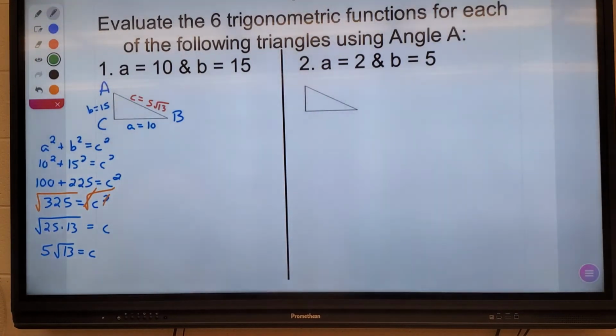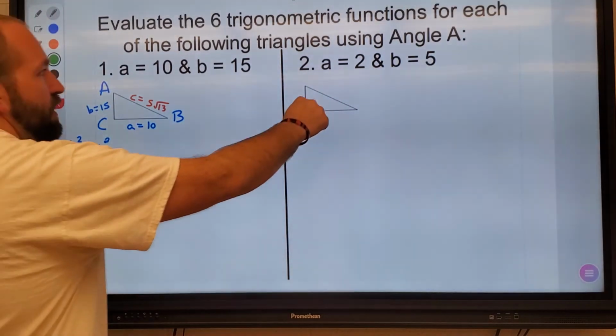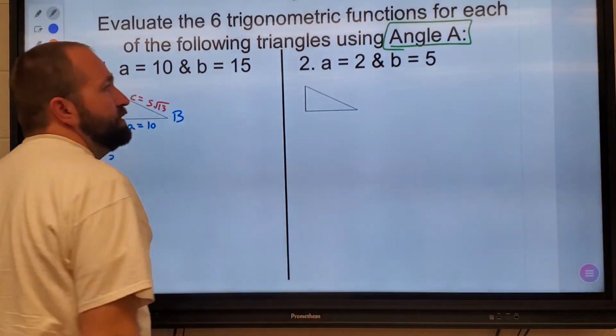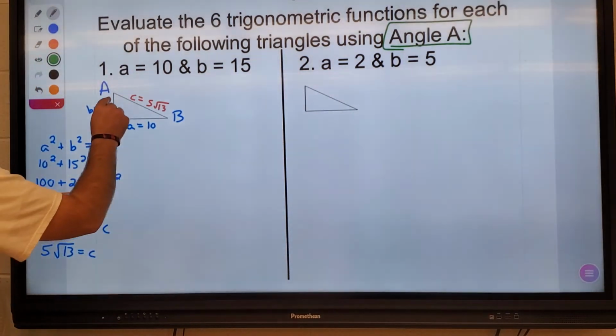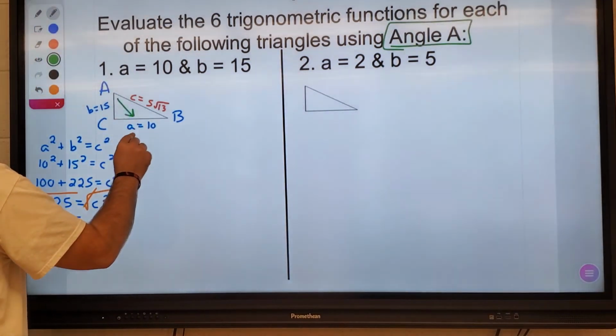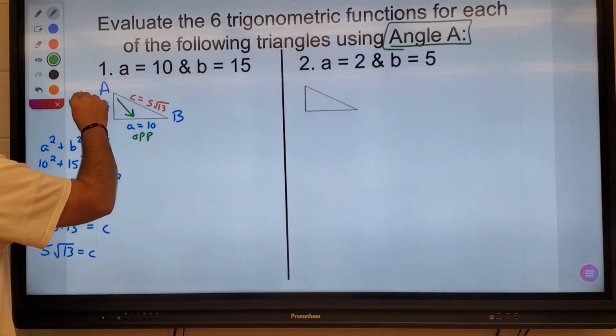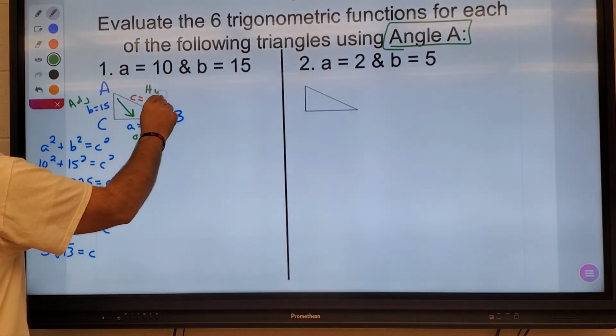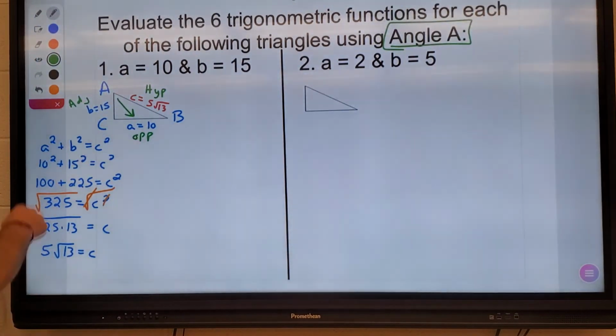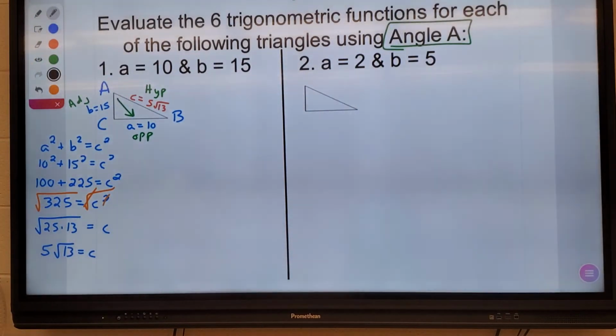Okay, and again, that is only the first part of this problem. You have to then identify all 6 of the trig functions. Okay, so again, now it says use angle A here in the directions. I'm going to label this as my, again, opposite now. This is my adjacent, and this is my hypotenuse. Okay, so if I'm going to set up the trig functions, I'm going to start with sine, and then move on to cosine, and then the tangent. Okay, but I'm going to do the original 3 first.